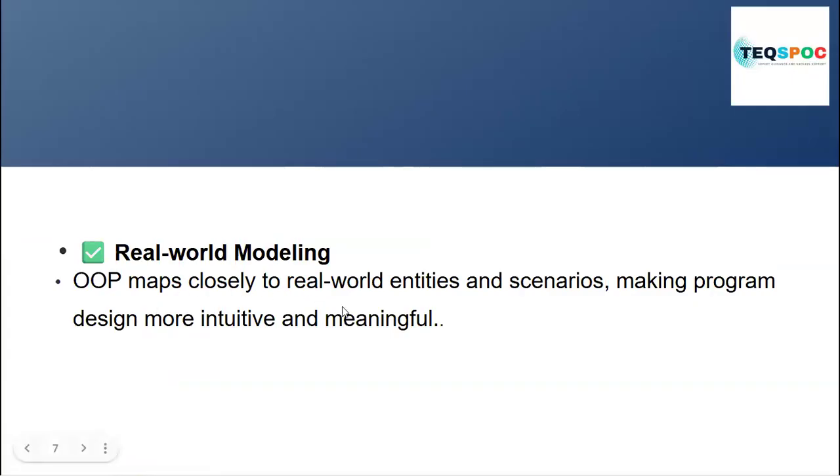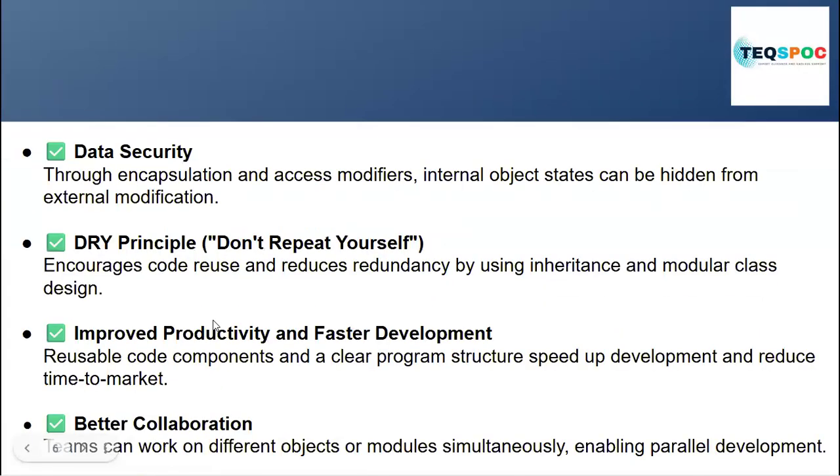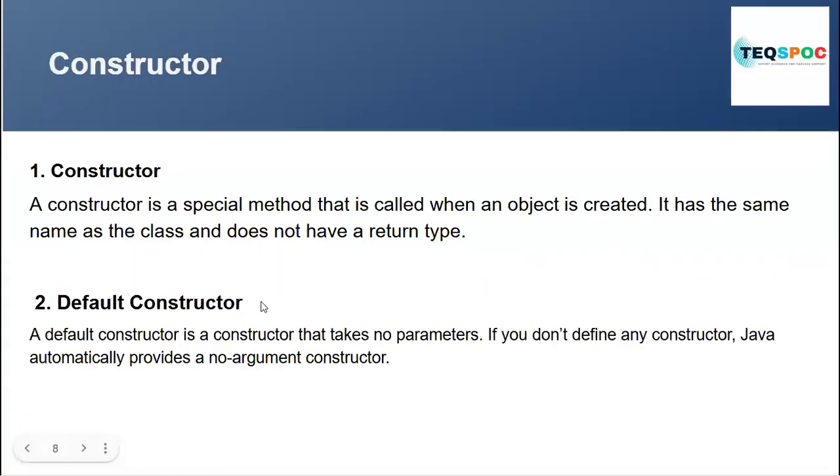As we saw, real world problems are basically made into programming design with the help of class and object. So these are basically the advantages of OOPS. Now we will move to constructors. What is basically a constructor?